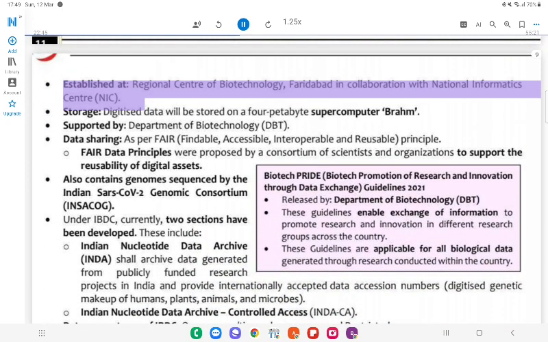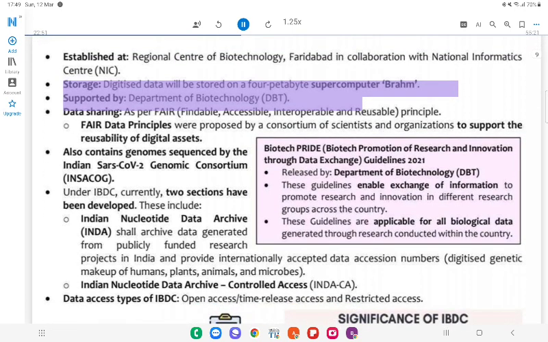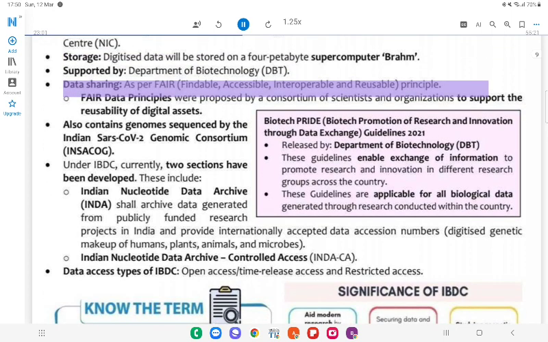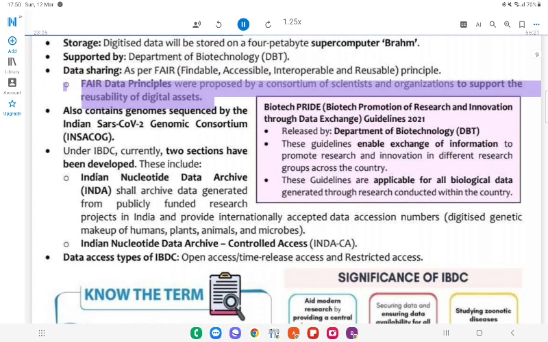Established at Regional Center of Biotechnology, Faridabad in collaboration with National Informatics Center, NIC. Storage: digitized data will be stored on a 4 petabyte supercomputer, Brahma. Supported by Department of Biotechnology, DBT. Data sharing as per FAIR (findable, accessible, interoperable and reusable) principles. FAIR data principles were proposed by a consortium of scientists and organizations to support the reusability of digital assets.